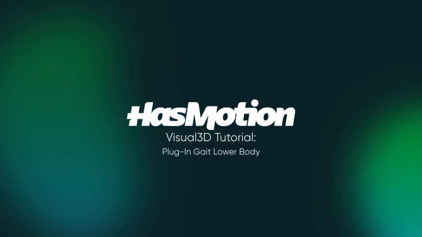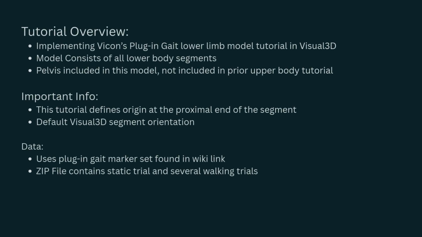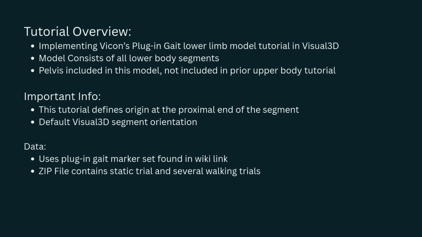In today's video, we will be continuing the Plug-in-Gait model we started in the Plug-in-Gait upper body model tutorial and building the lower body segments necessary to complete the full body model, following the Vicon definition. The lower body model can serve as a standalone model for lower body trials or can be combined with the upper body model to create an entire model. The link to the video describing how to build the corresponding upper body model can be found in the description.